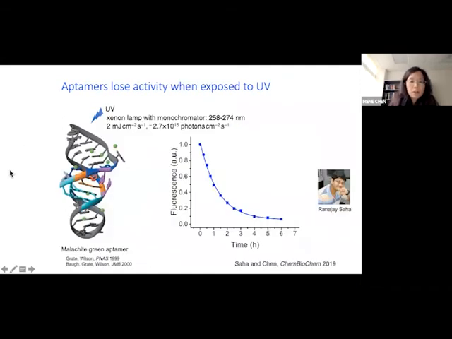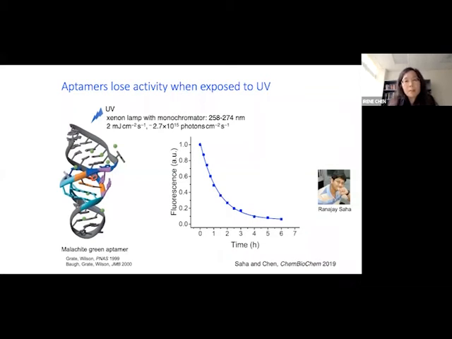So we chose a functional RNA called the Malachite green aptamer. So this is an RNA that binds to a small molecule called malachite green. And malachite green is normally not fluorescent, but if it's bound and its conformational freedom is restricted, then it fluoresces. So the activity of this aptamer can be followed by fluorescence, which is very convenient.